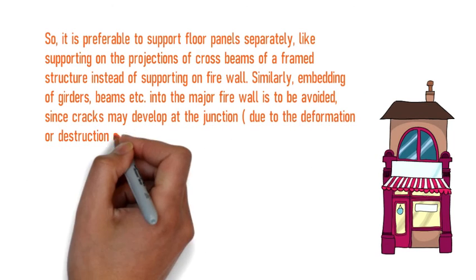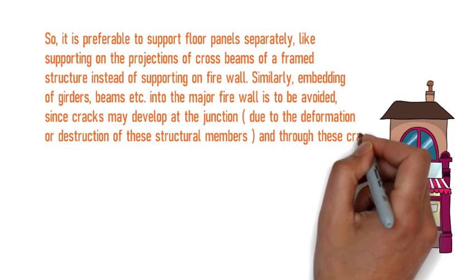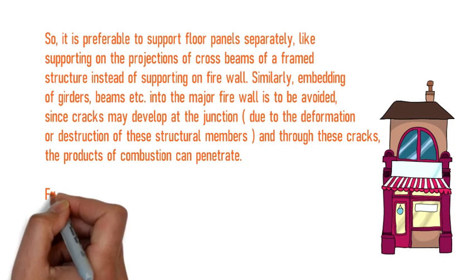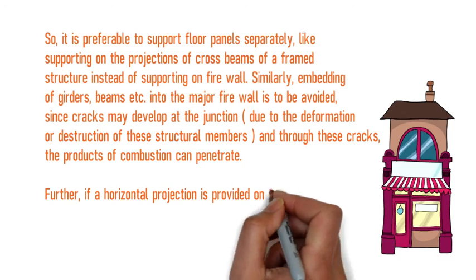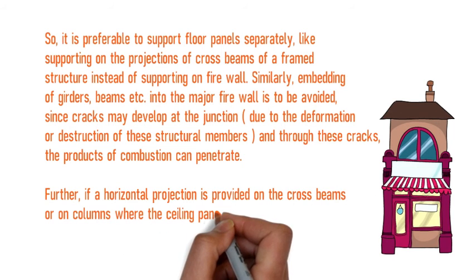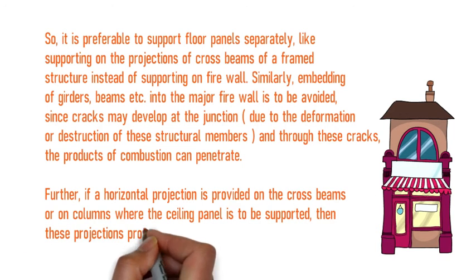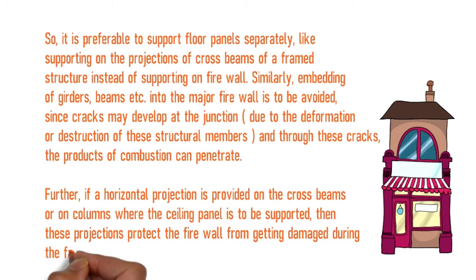Similarly, embedding of girders, beams, etc. into major firewall is to be avoided, since cracks may develop at the junction, and through these cracks the products of combustion can penetrate. Further, if a horizontal projection is provided on the cross beams or columns when the ceiling panel is to be supported, then these projections protect the firewall from getting damaged during the failure of a ceiling panel.